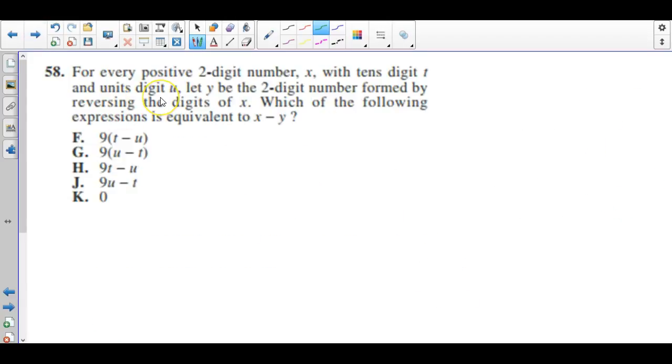All right, for every positive two-digit number x with the tens digit t and units digit u, I'm going to read this again, with tens digit t and units digit u. Okay, let y be the two-digit number formed by reversing the digits of x. Which of the following expressions is equivalent to x minus y? So I'm going to substitute some values here. I'm going to let x equal my 10 t's plus my u. I'm going to let y equal my 10 u's plus my t.